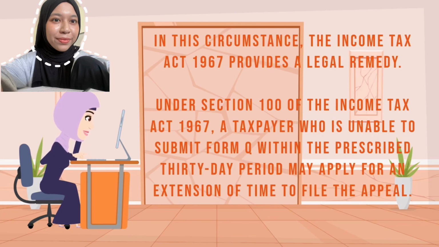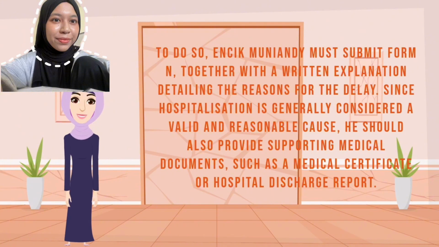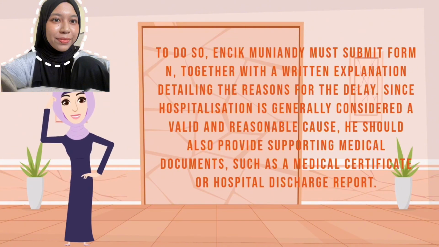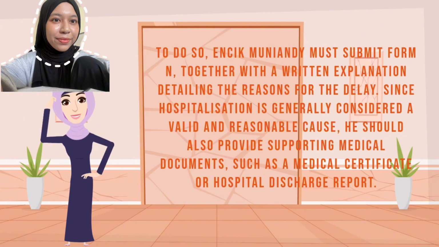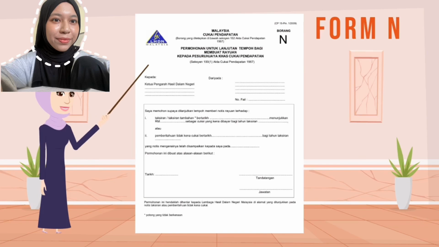Under Section 100 of the Income Tax Act 1967, a taxpayer who is unable to submit Form Q within the prescribed 30-day period may apply for an extension of time to file the appeal. To do so, Encik Muniandi must submit Form N together with a written explanation detailing the reasons for the delay. Since hospitalization is generally considered a valid and reasonable cause, he should also provide supporting medical documents such as a medical certificate or hospital discharge report. This is the Form N.